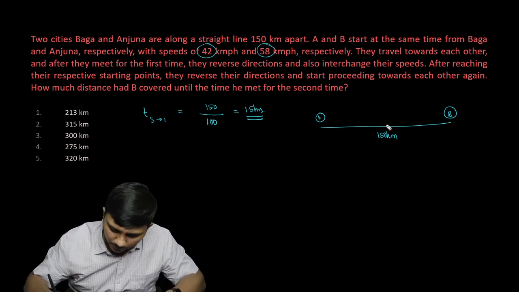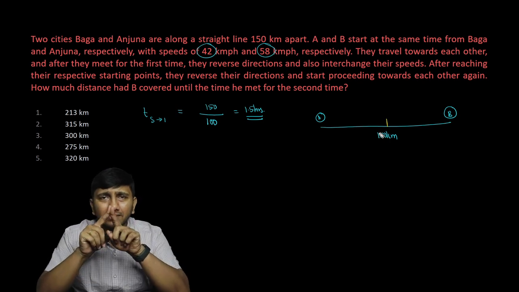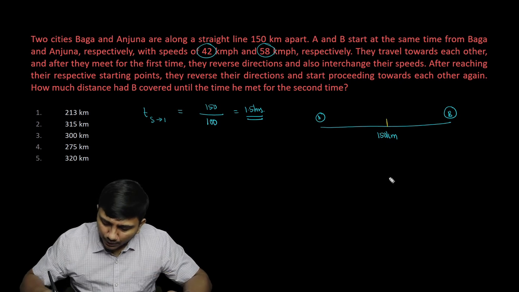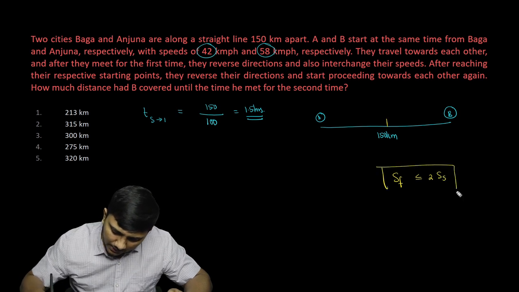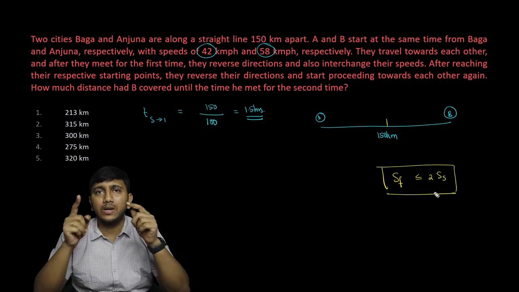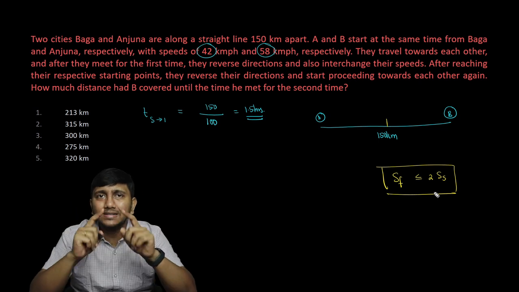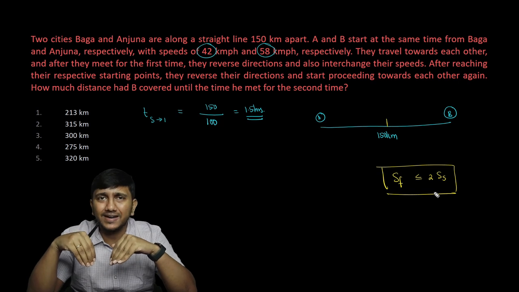So let's say they're meeting somewhere here. They have met somewhere around the middle. They'll have to go and then come back. Now the key point to notice here is that the speed of the faster person is less than or equal to 2 times the speed of the slower person. As long as this condition is satisfied, whenever they have met somewhere in between the two ending points, need not necessarily be the middle, for them to go and come back, the total distance they'll have to travel will be 2 times the track length. This is something we have discussed in detail in the concept class.